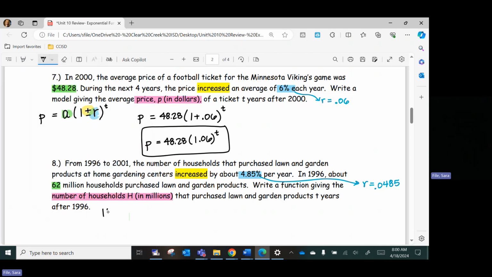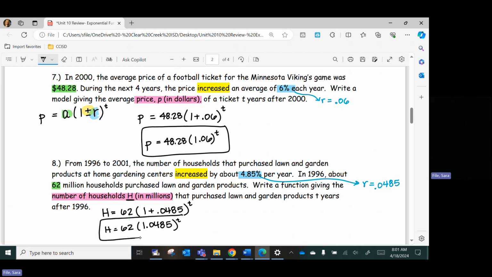So we're going to use H instead of Y because it says to use H. Okay, our initial amount is 62. This is increasing, so again, it's addition. It's a plus here, 0.0485. And then T is our variable that we're going to keep in the equation. So we could simplify that by adding what's in the parentheses to 1.0485.